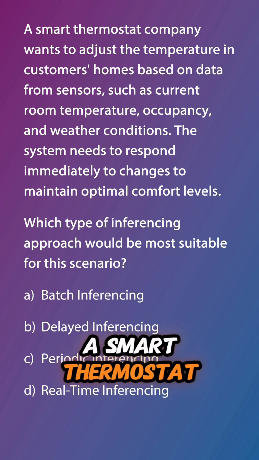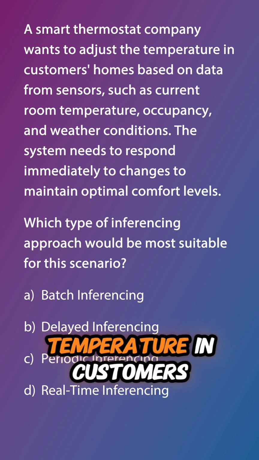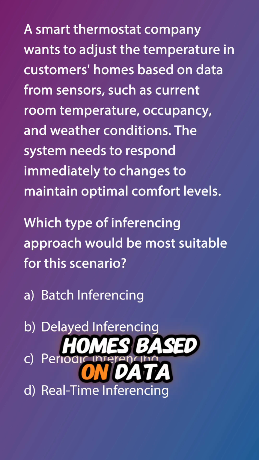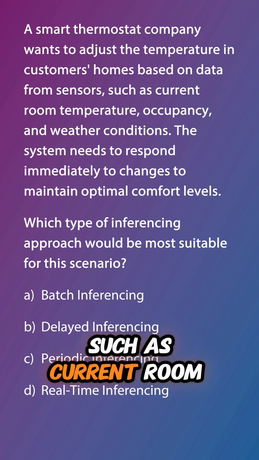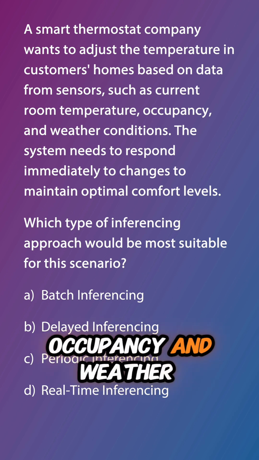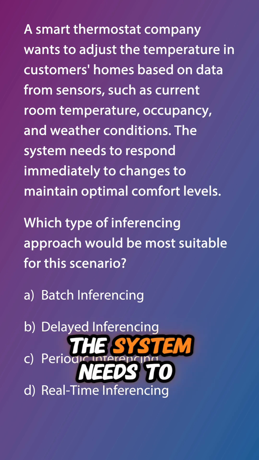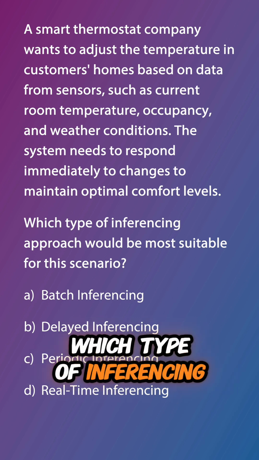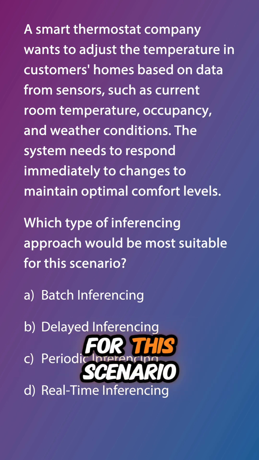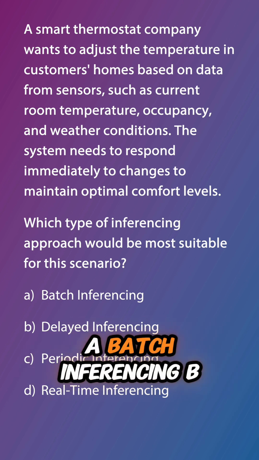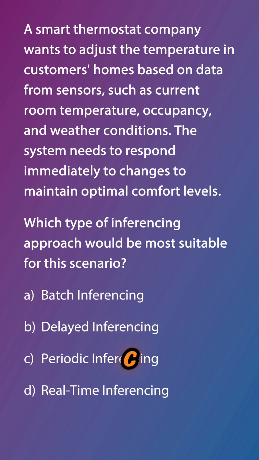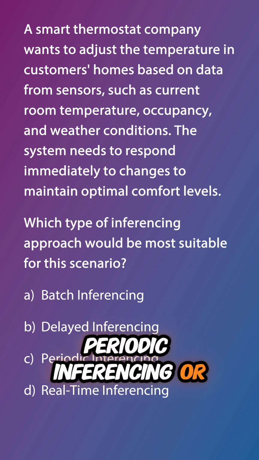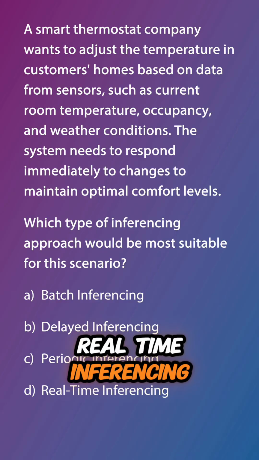A smart thermostat company wants to adjust the temperature in customers' homes based on data from sensors such as current room temperature, occupancy, and weather conditions. The system needs to respond immediately to changes to maintain optimal comfort levels. Which type of inferencing approach would be most suitable for this scenario? A, batch inferencing. B, delayed inferencing. C, periodic inferencing. Or D, real-time inferencing.